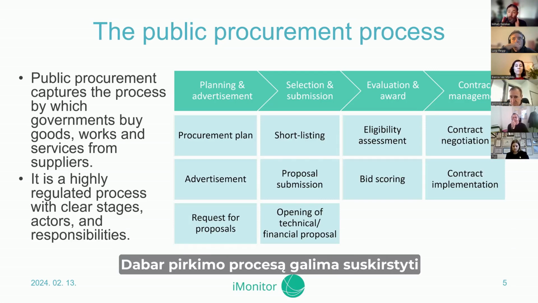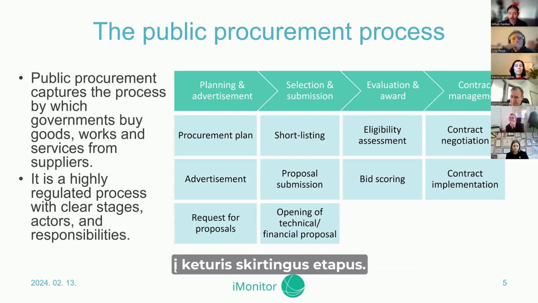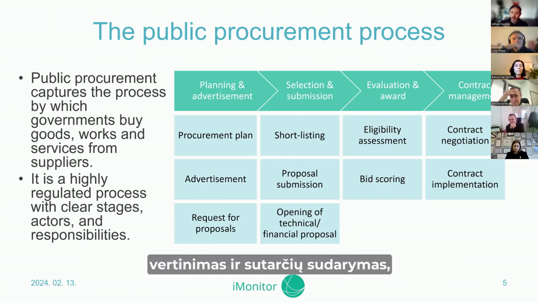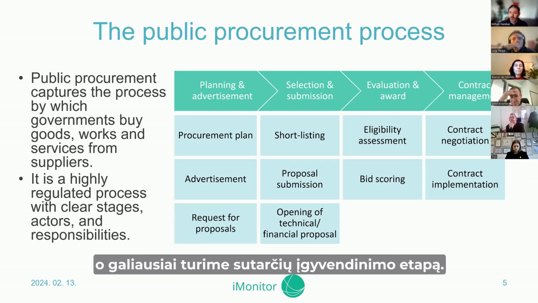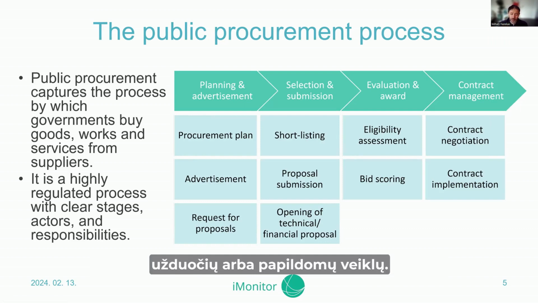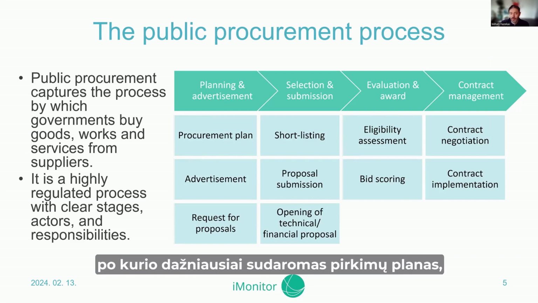Now, generally, the procurement process can be divided into four different phases or stages. These are planning and advertisement, selection and submission, evaluation and award, and then finally contract management. Each of these phases includes a number of different tasks or sub-activities. The planning and advertisement phase is when the buyer prepares the whole process. Then there is usually a procurement plan, which includes planning of procurement activities for a period, say a financial year.